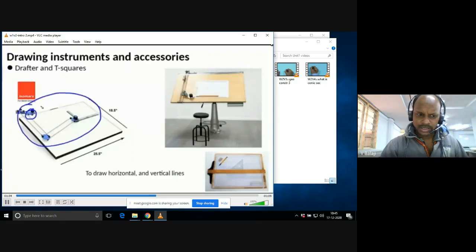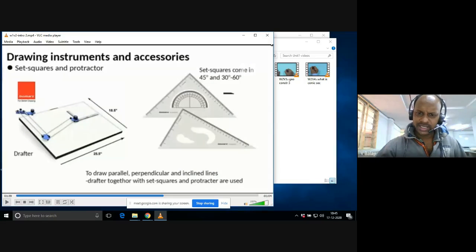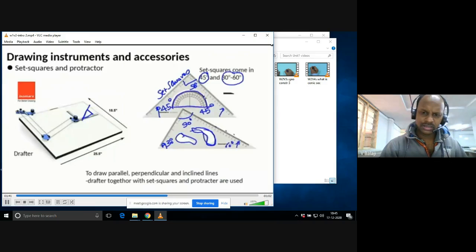I think this is a very important instrument. And secondly, you buy a set square, 45 degree or 30, 60 degree set square. One set square, any one, that is sufficient. Okay. And you can buy a separate protractor separately to mark some angle.